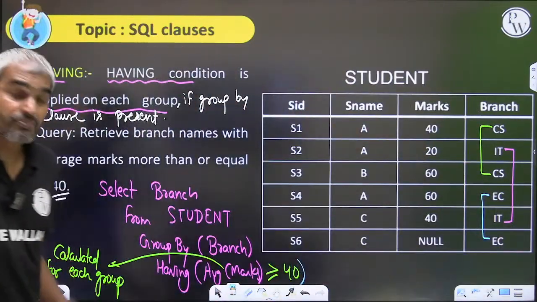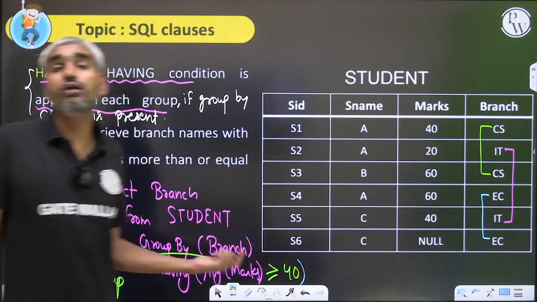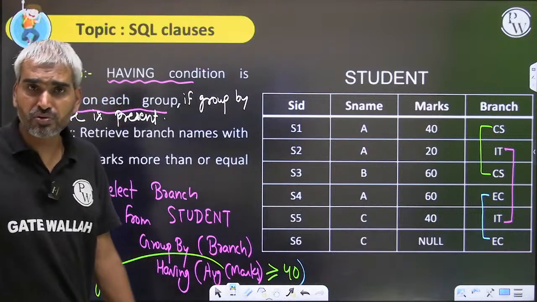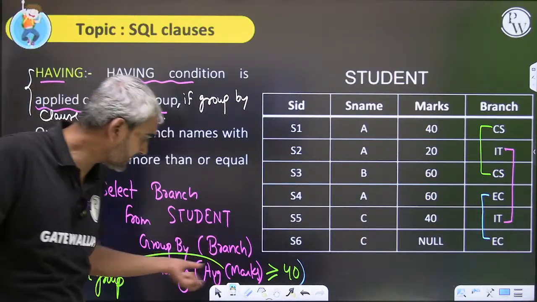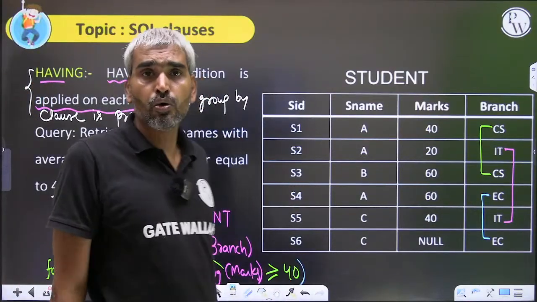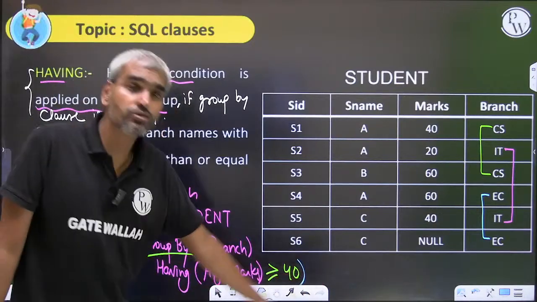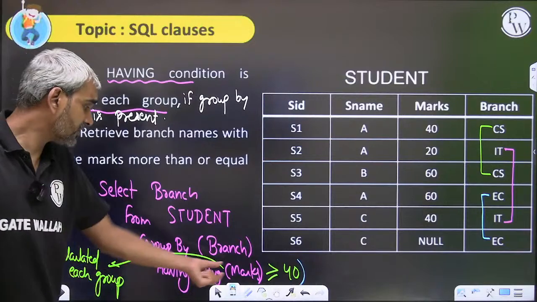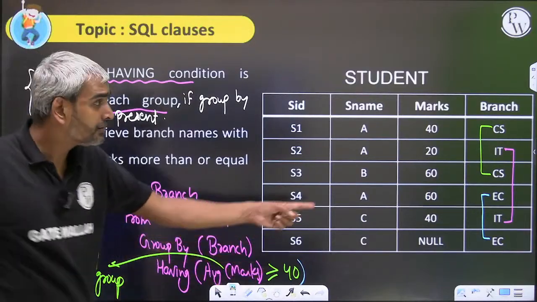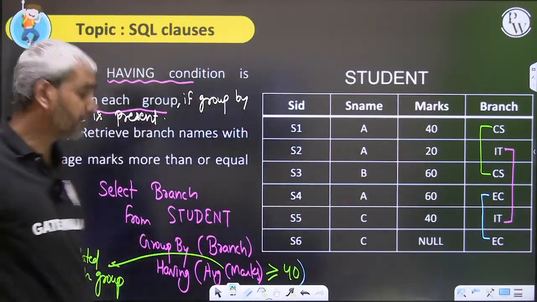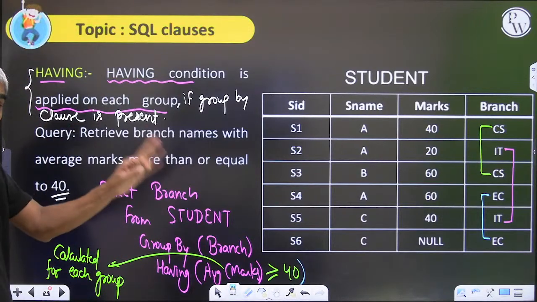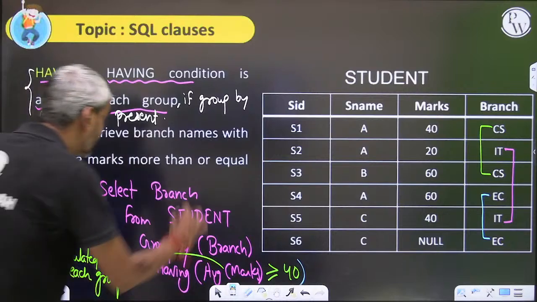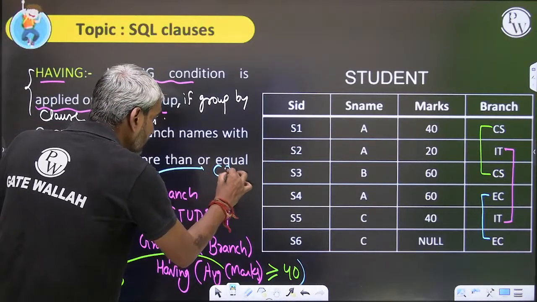But this time we have the having clause along with group by. So not all the groups will be selected. Only the groups for which the having condition is true will be selected. So first of all, the first group is CS. What are the average marks of CS? The average marks of CS are 40 plus 60, 100 by 2, which is 50, more than 40. Therefore, for the CS group, the having condition is true. Therefore, the select clause will select the CS group.